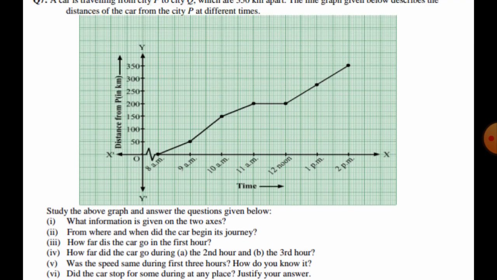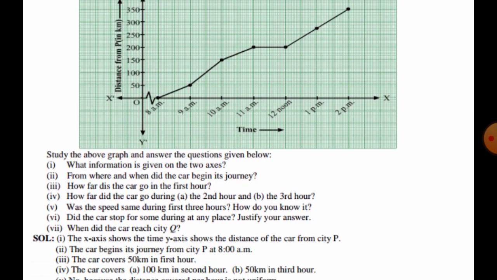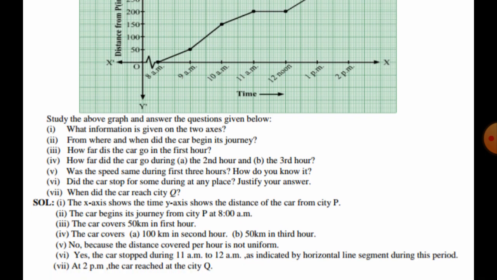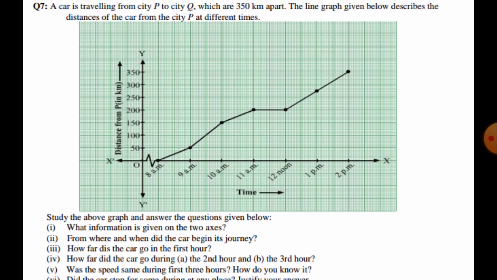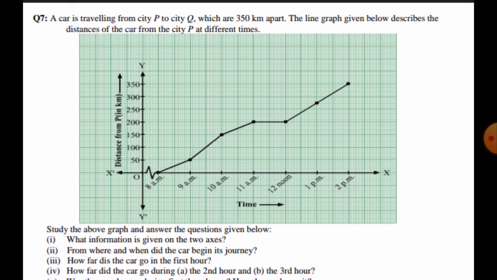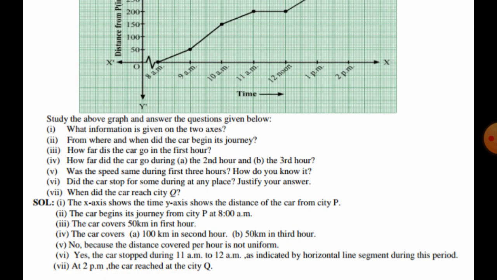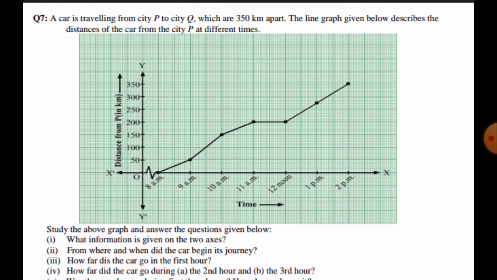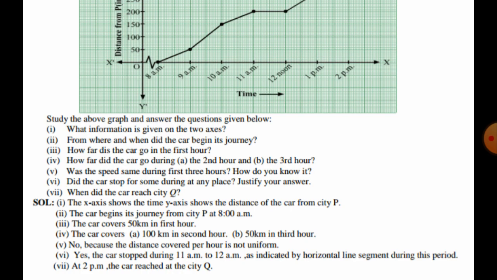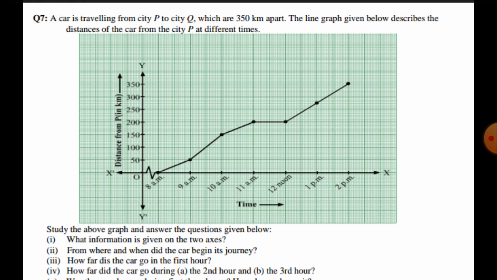The first part asks what information is given on the two axes. On the x-axis we have time, and on the y-axis we have distance. So we can say the x-axis shows the time and the y-axis shows the distance of the car from point P. Now for the second question, from where and when did the car begin its journey? The car begins its journey from point P, as it is saying that a car is traveling from city P. And the time is 8 a.m. So we can say that the car begins its journey from city P at 8 a.m.